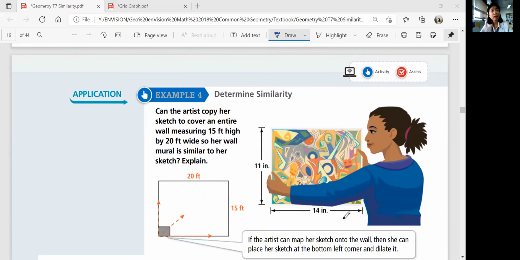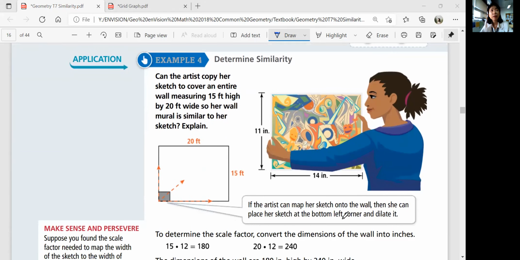Okay, let's look at the next page. Example 4, determine similarity. Can the artist copy her sketch to cover an entire wall measuring 15 feet high by 20 feet wide, so her wall mirror is similar to her sketch? Explain. If the artist can map her sketch onto the wall, then she can place her sketch at the bottom left corner and dilate it. So the smaller rectangle here, if it dilates from this point, is it going to be similar? Is it going to be proportional?